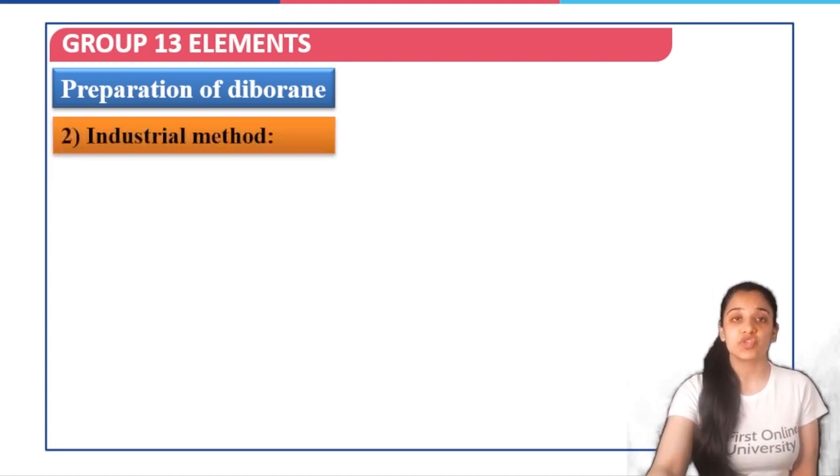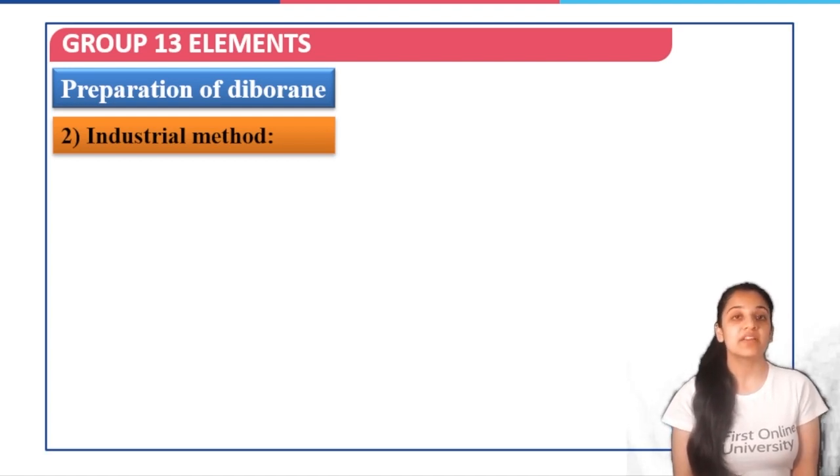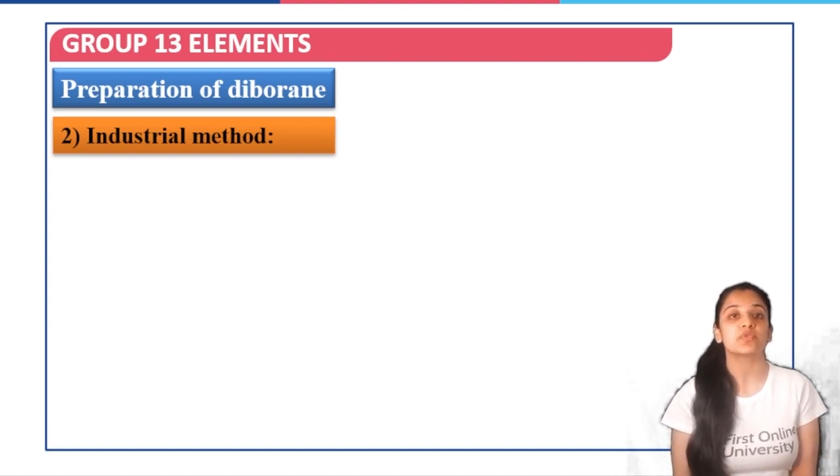The second is the industrial method. So what we are doing is looking at the methods of preparation of B2H6. The first method was the laboratory method. If we have to prepare B2H6 in the laboratory in small amounts, we make use of NaBH4. But if we have to prepare diborane in large amounts, that is at the industrial level, we'll have to make use of the industrial method of preparation of diborane.